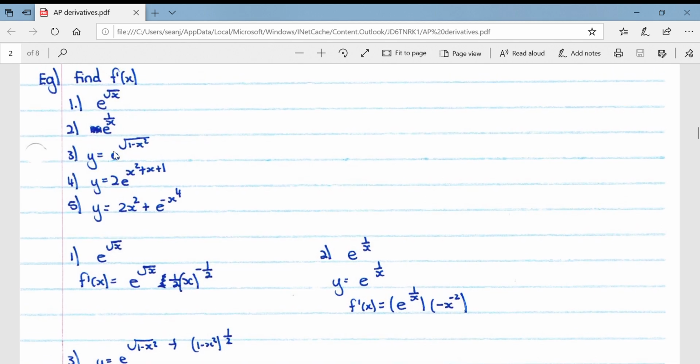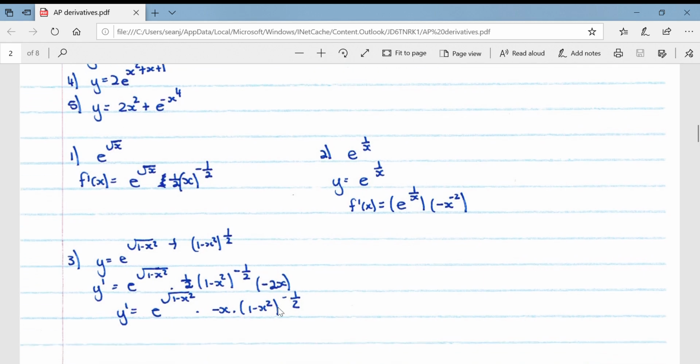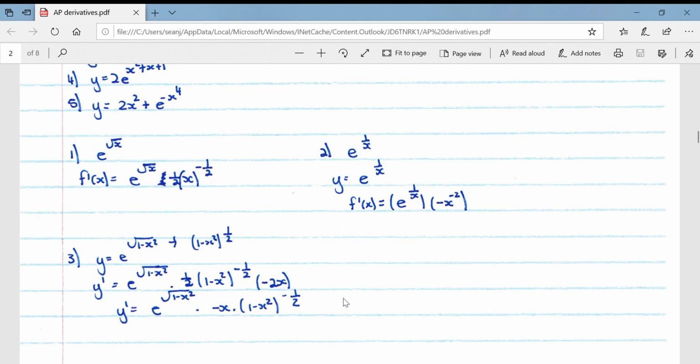Then if we look at example 3, e to the power of the square root of 1 minus x squared. Obviously this exponent must be written like this. So you leave it the same, multiplied by, using the chain rule, you jump the half down, leave the bracket, then you say a half minus 1, so minus 1 over 2, multiplied by the derivative of what's inside the bracket, which is minus 2x. Simplify that and you'll get something like that.